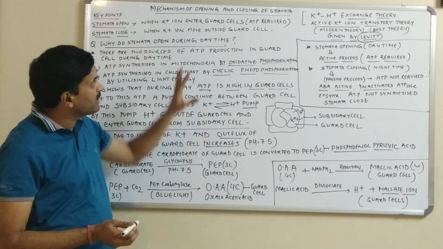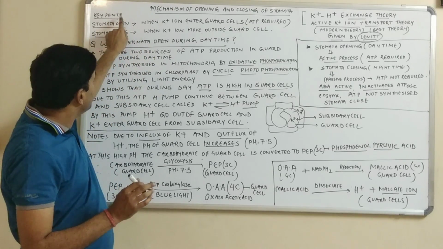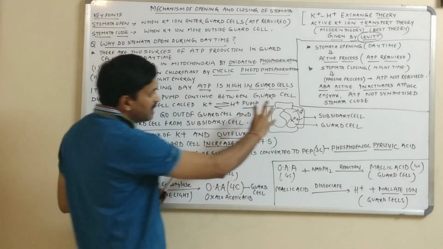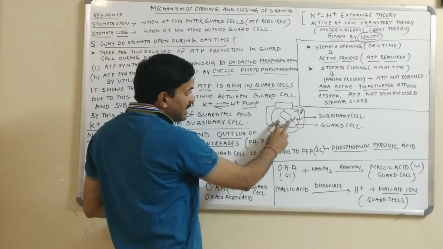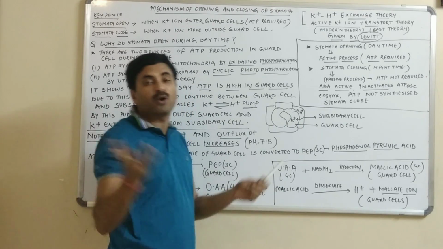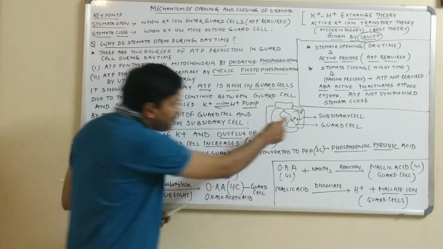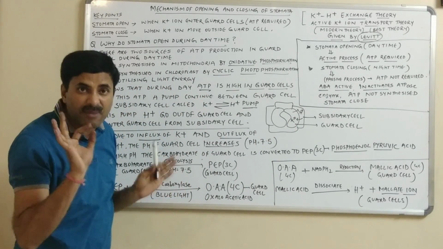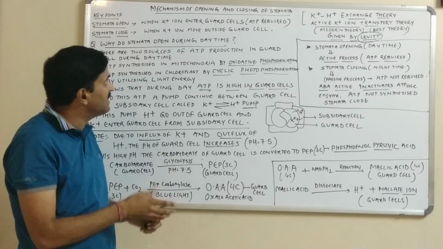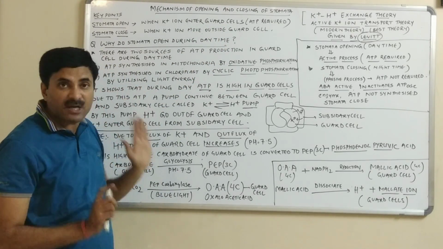Now you must know the key points of this theory, then we can start the theory. The key point is: when do stomata open? Remember, I have made a stomata here, and these are the guard cells, and guard cells are surrounded by subsidiary cells, or we can call them epidermal cells. Always remember, when K plus ion enters the guard cell from the subsidiary cell, stomata open, and for this purpose ATP is required.